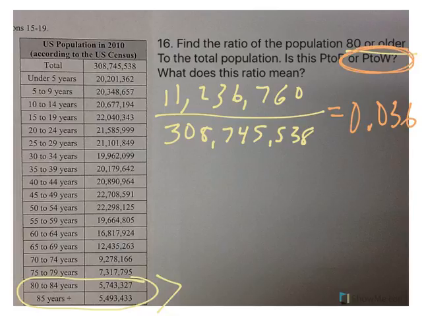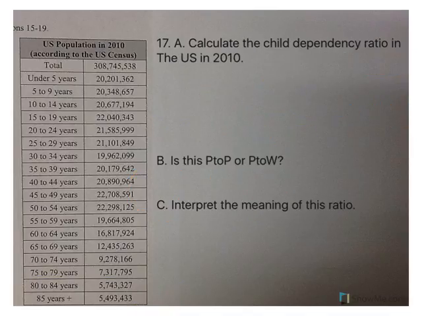Again, this is part to whole because we're comparing to the total population, and therefore we can say 3.6% of the population is 80 years old or older. So again, part to whole, you can write them as percents, and that makes them just a little bit easier to talk about. Okay, now let's go dependency ratios.